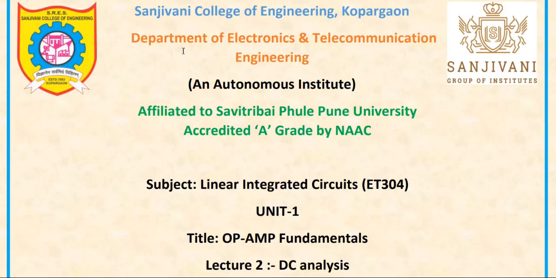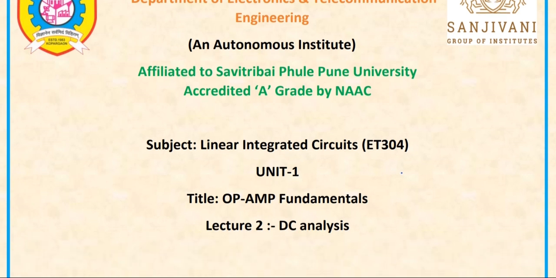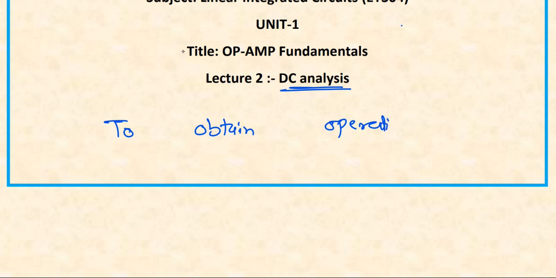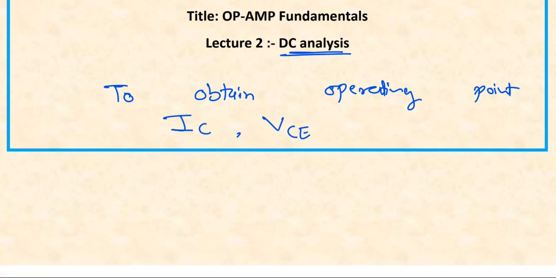Welcome to the second lecture of linear integrated circuits. So today's topic is DC analysis. Now, why are we doing the DC analysis? That purpose you must know. The purpose of doing DC analysis is to obtain the operating points, that means the collector current and the collector to emitter voltage. To obtain these expressions, we are performing the DC analysis.